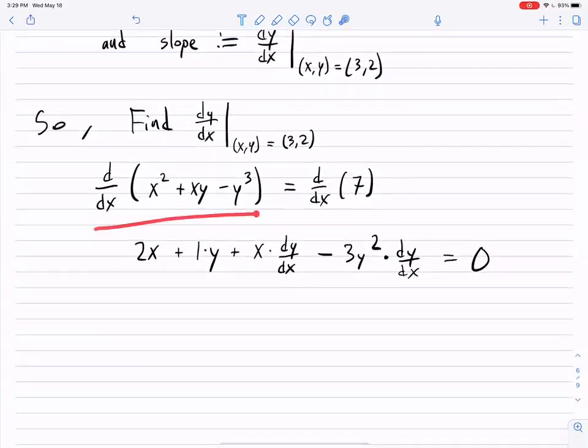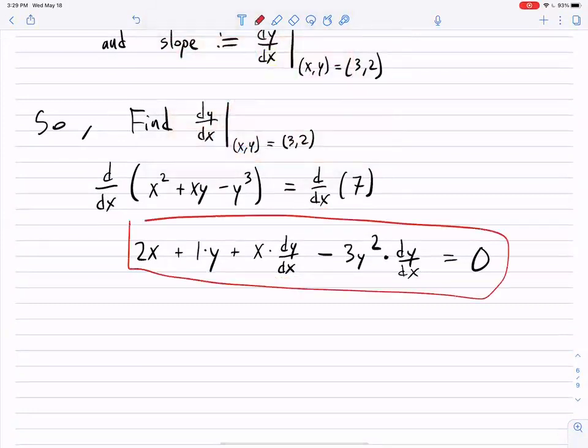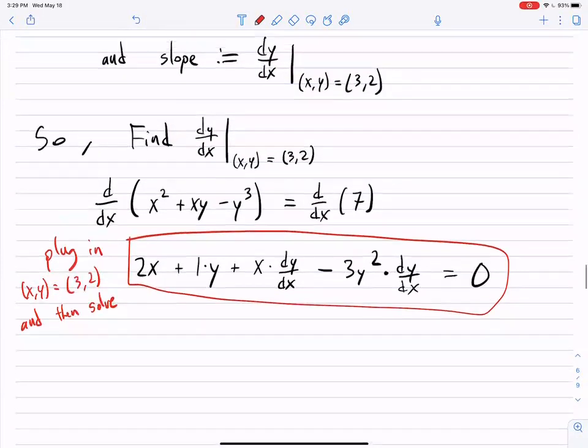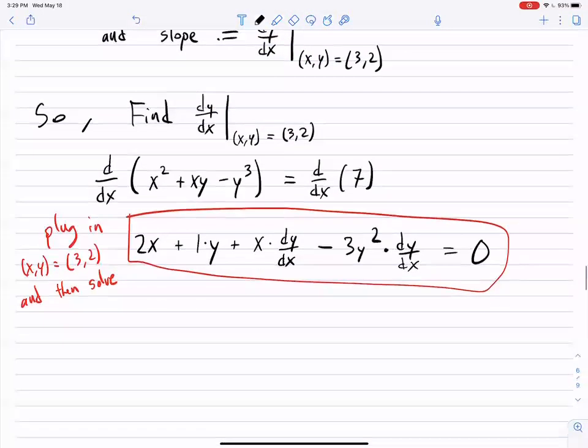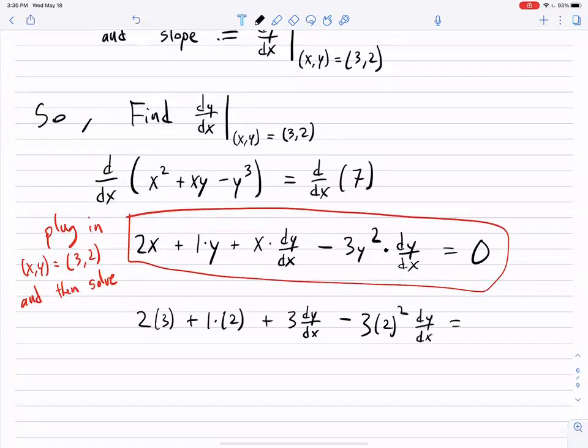And so what we did is we took the derivative with respect to x on both sides, and now we can just plug in. Maybe write this in red. So at this stage, plug in x comma y equals 3 comma 2, and then solve. The reason we do that is because we don't actually need an expression for dy dx. We just need what dy dx is evaluated at a certain point, and it will save us a lot of time if we just plug in the numbers now. And so this is going to be 2 times 3 plus 1 times 2 plus 3 dy dx minus 3 times 2 squared dy dx equals 0.